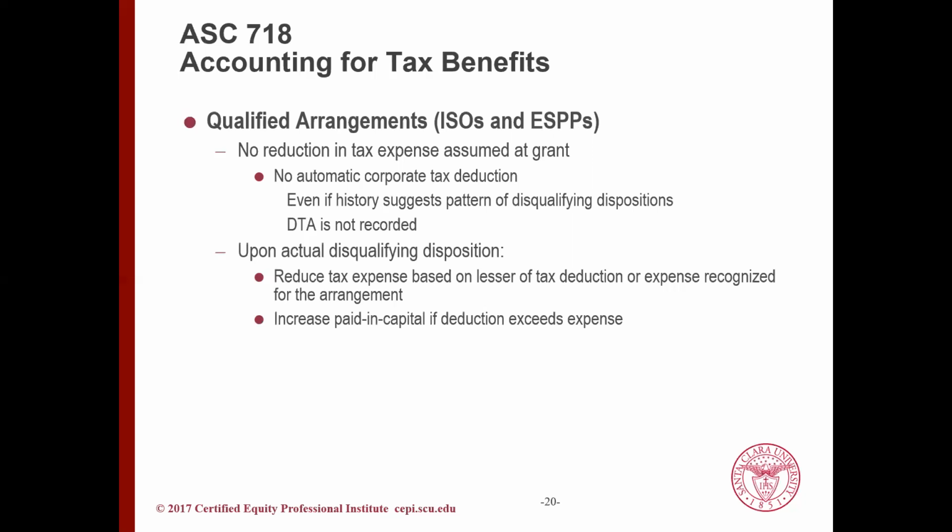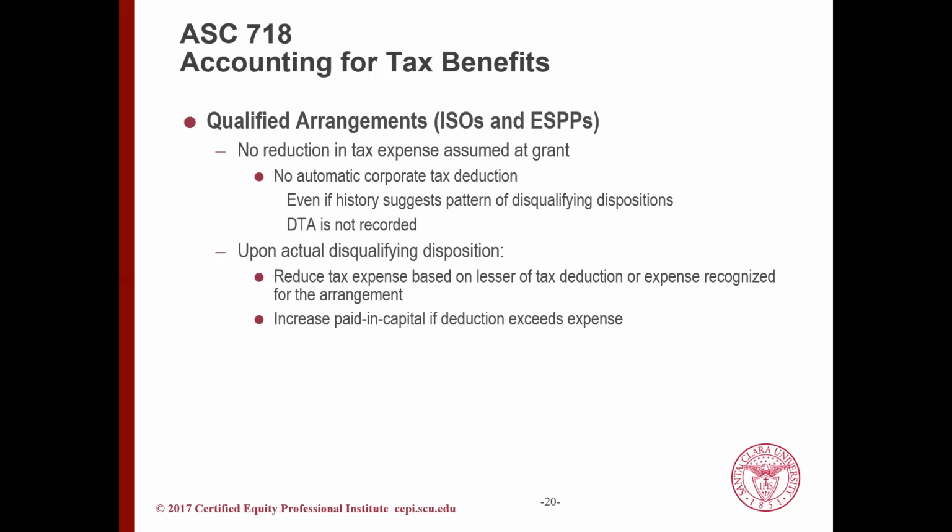Thus, the expense recorded for tax-qualified arrangements is a dollar-for-dollar reduction in profitability for the company. It's not offset by any reduction in tax expense during the accounting expense recognition process.